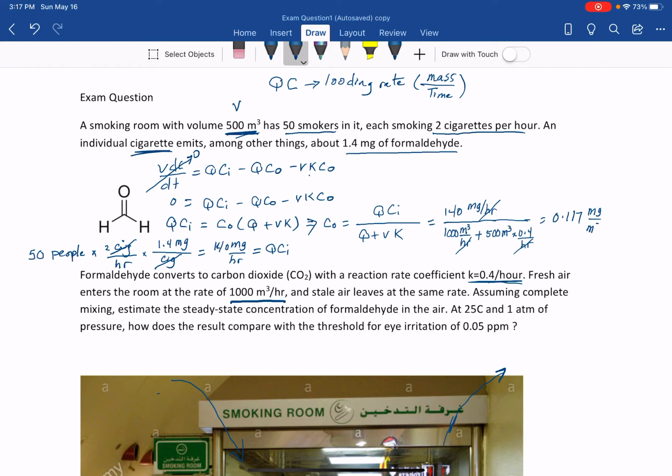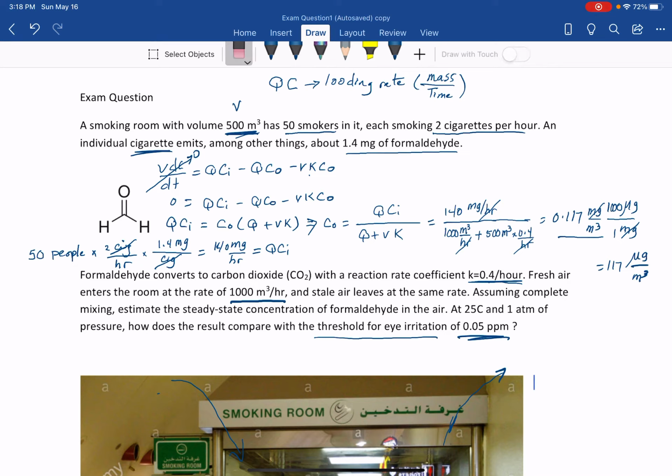Okay, so now what is needed also is to find out if this 0.117 will meet the threshold of eye irritation. The threshold of eye irritation is 0.05 ppm. So we have to convert this to ppm. Of course, you should convert milligram to microgram. Remember the equation we have in class. 1 milligram is 1,000 microgram, so you will end up with 117 microgram per meter cubed.